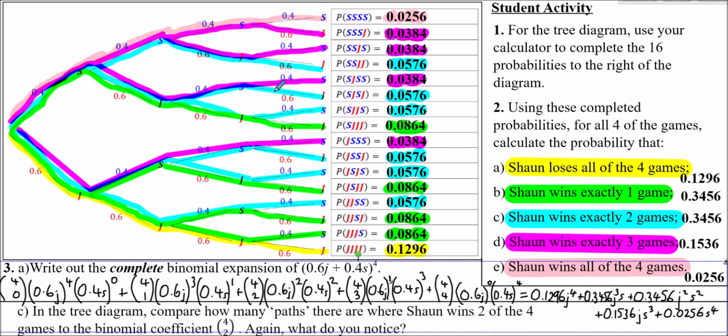Next up, it's saying here in the tree diagram, compare how many paths there are. For example, just picking this at random here, where Sean wins 2 of the 4 games, to the binomial coefficient of 4 choose 2. Again, what do we notice? Well, 4 choose 2 is basically there's 4 games, he's won 2. That's how it relates to 2 of the 4. We're picking 2 from the 4. So this is what's highlighted in the light blue.